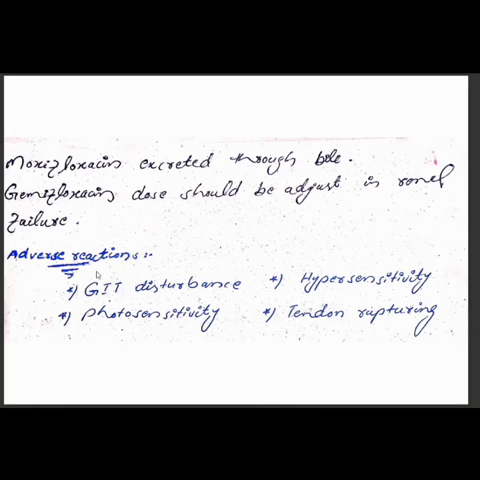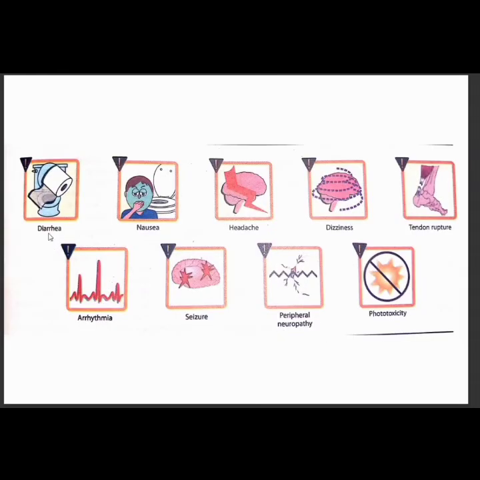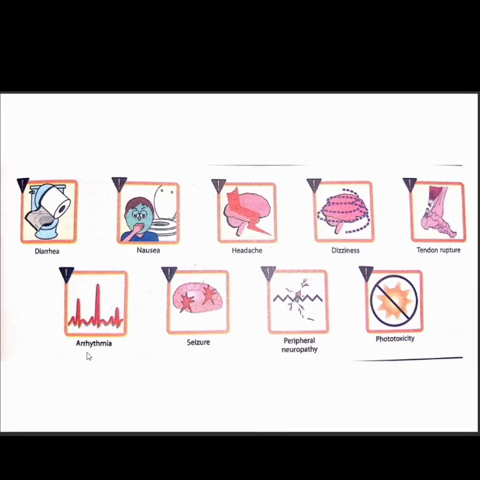Adverse reactions of the fluoroquinolones include GIT disturbance, hypersensitivity, photosensitivity, and tendon rupture. Diarrhea, nausea, headache, dizziness, tendon rupture. Fluoroquinolones also cause QT prolongation, so they can induce arrhythmia. They can also induce seizures. They can also cause peripheral neuropathy and photosensitivity.